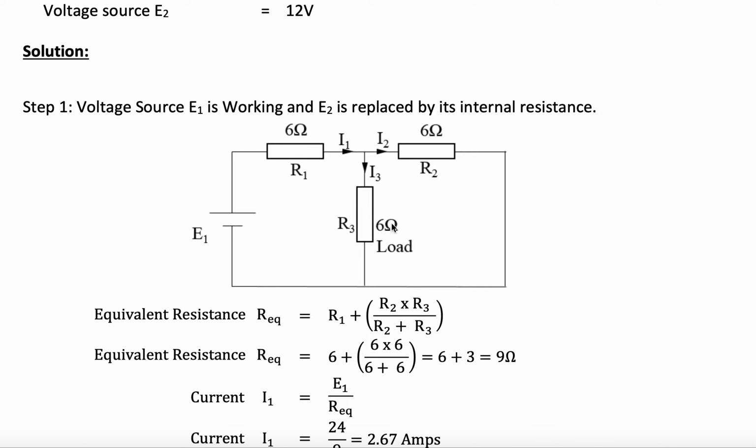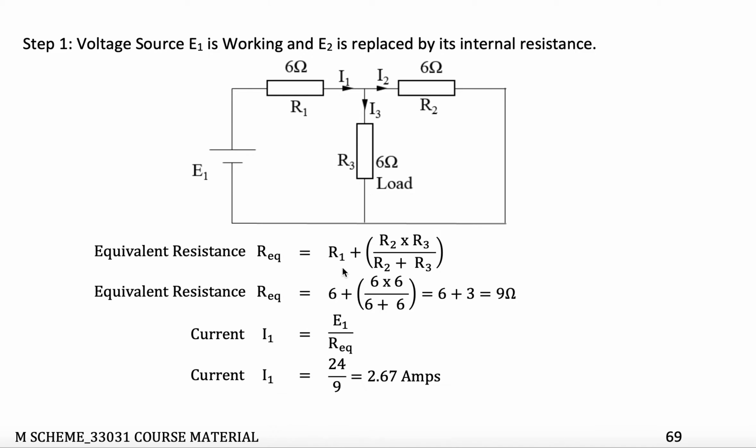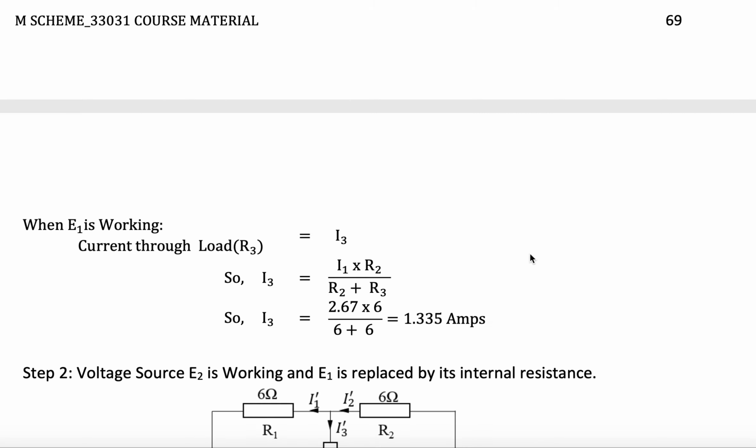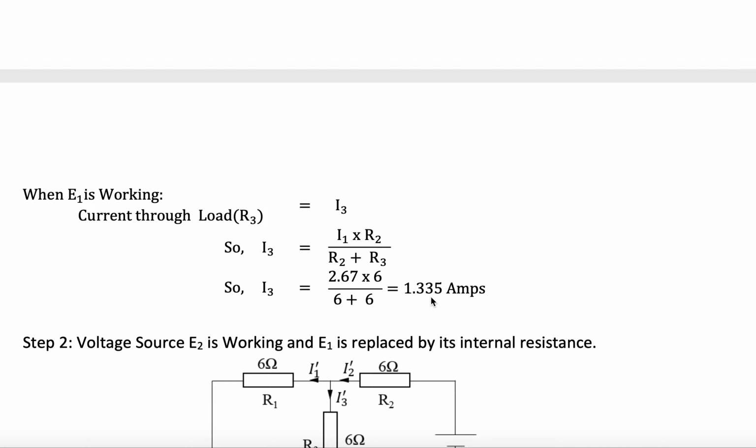What about I3? 24 by 9 into 6 by 6 plus 6, 12, that is 24 by 9 into half. Equal resistance, so the current divides equally, that is 12 by 9. 12 by 9 is I3. 12 by 9 is 4 by 3, is it not? Nothing but 1.333 ampere.